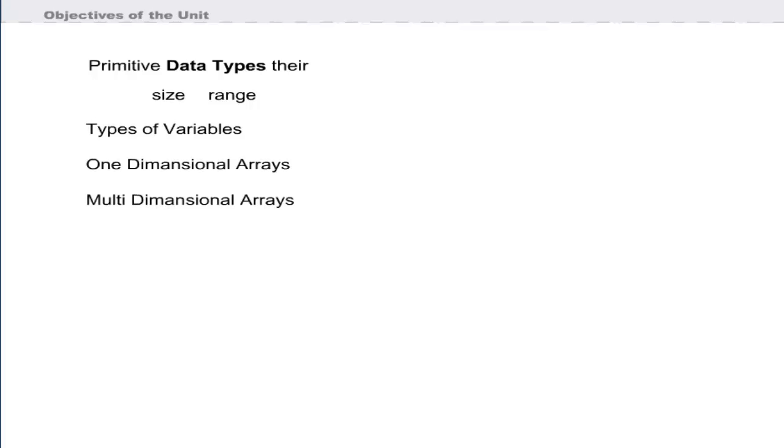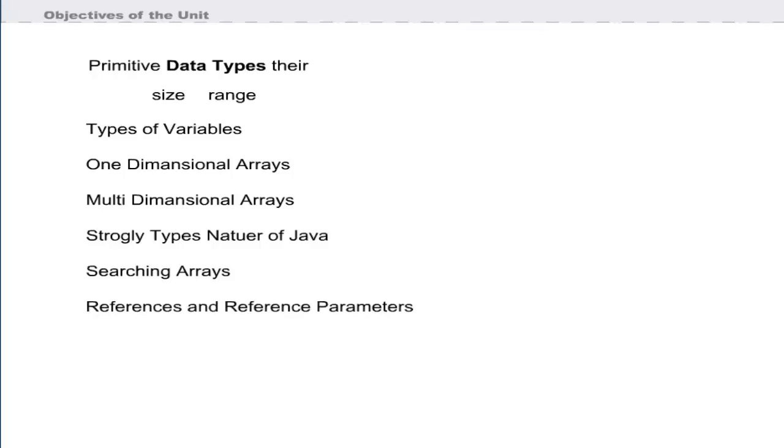After completing this unit, you will be able to understand primitive data types used in Java, their size and range of acceptable values. Different types of variables, one-dimensional and multidimensional arrays, strongly typed nature of Java, searching arrays for different data types, references and reference parameters. Let us start with our first topic, primitive data types in Java.